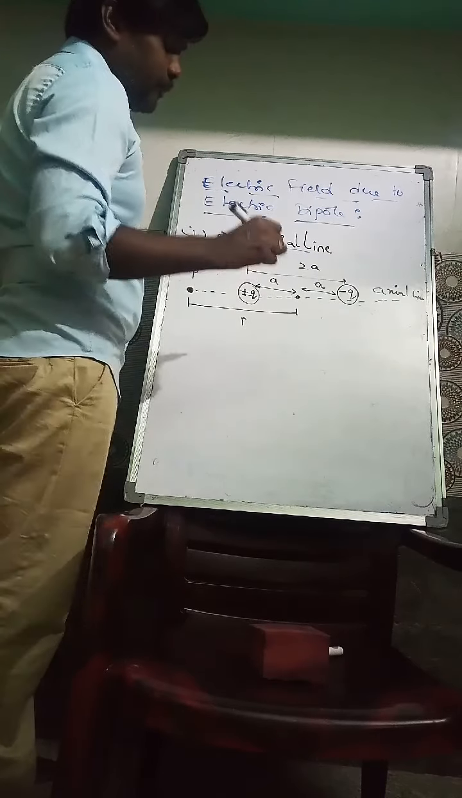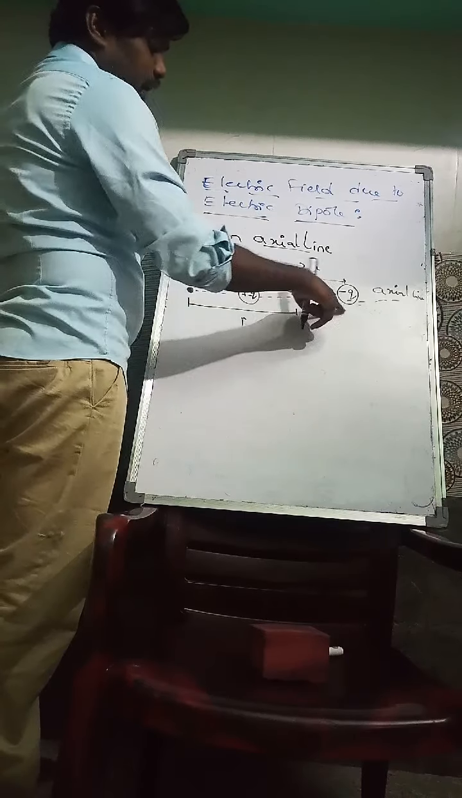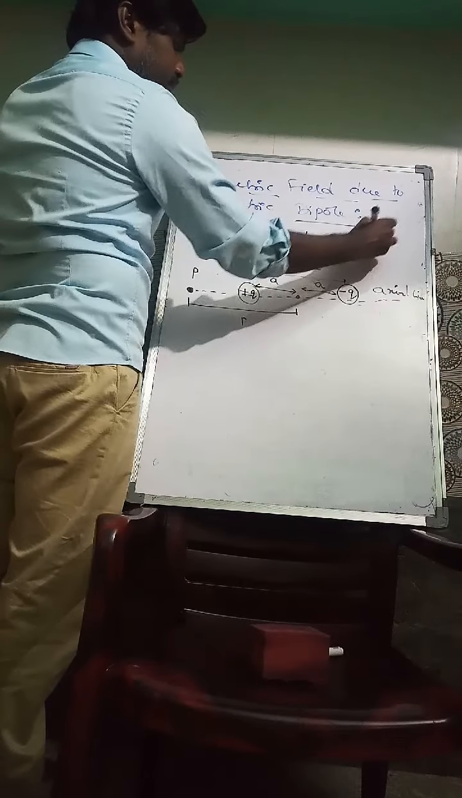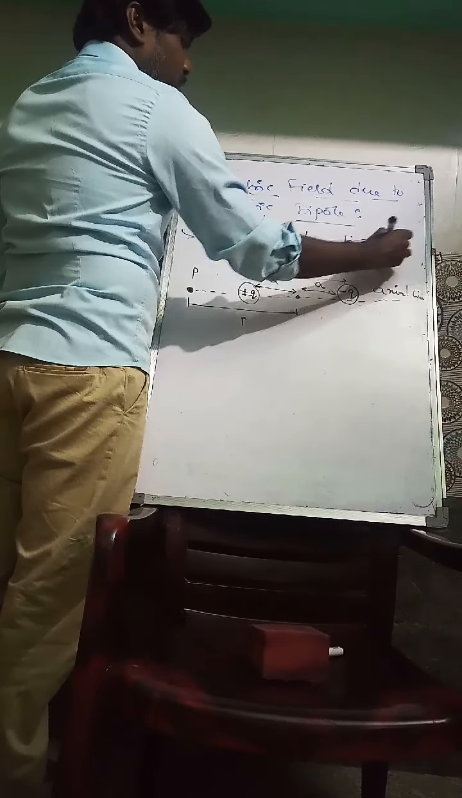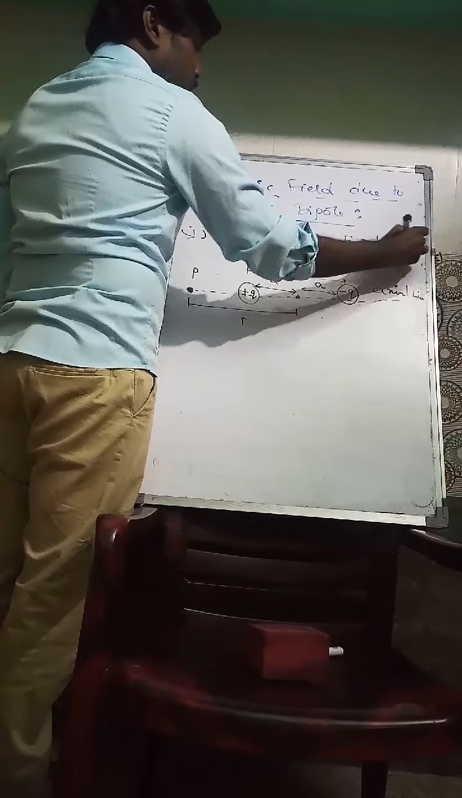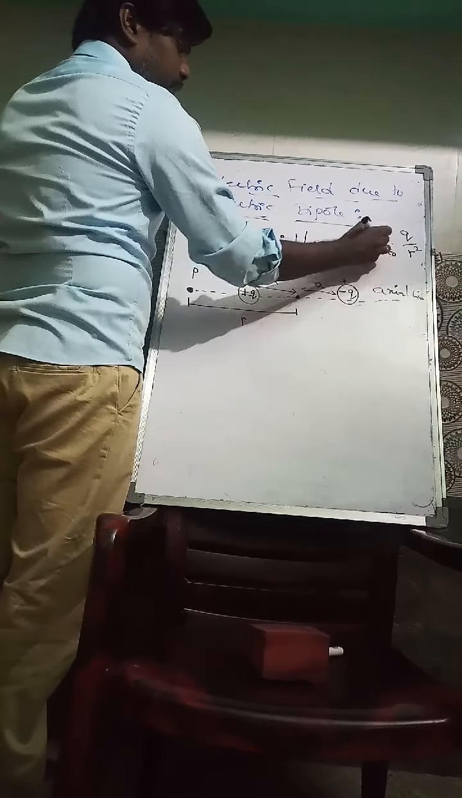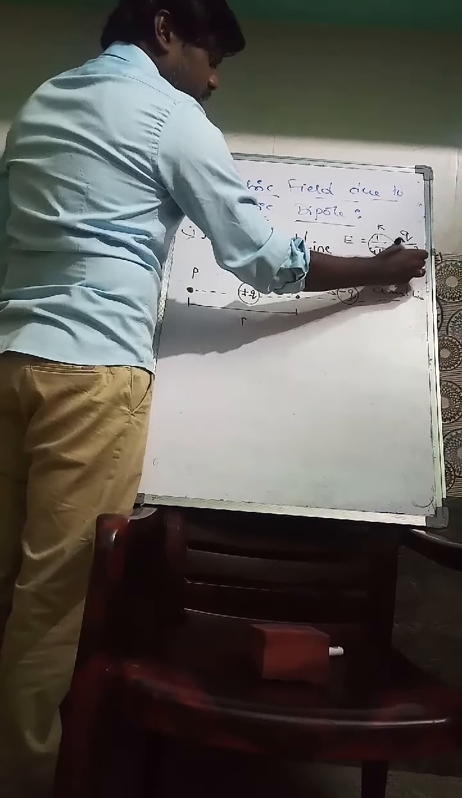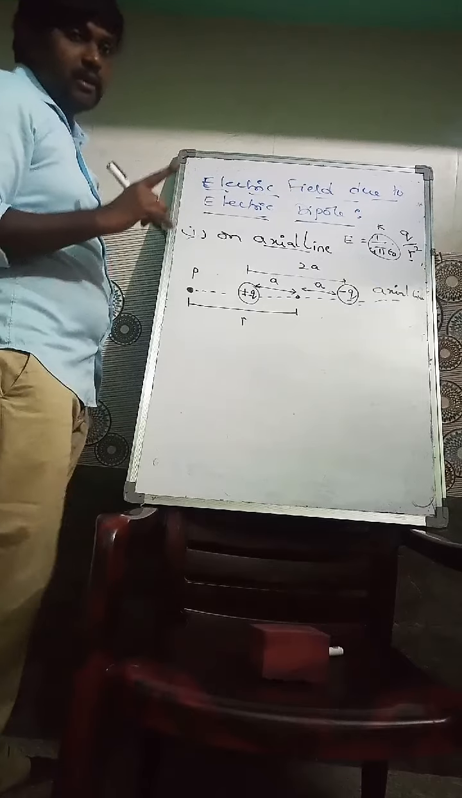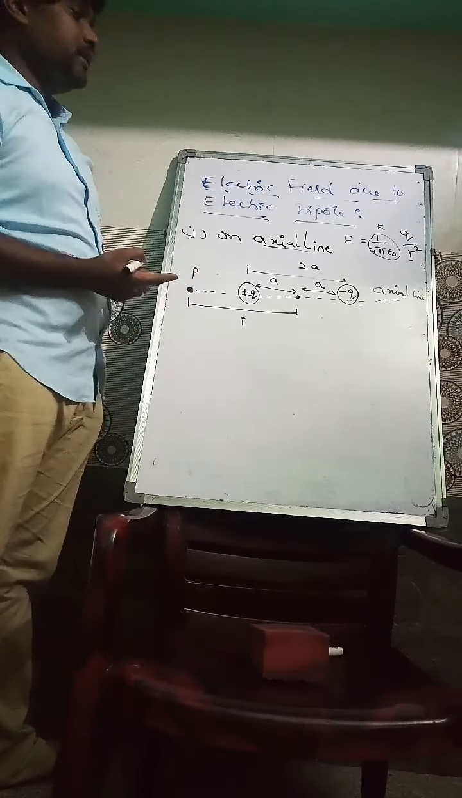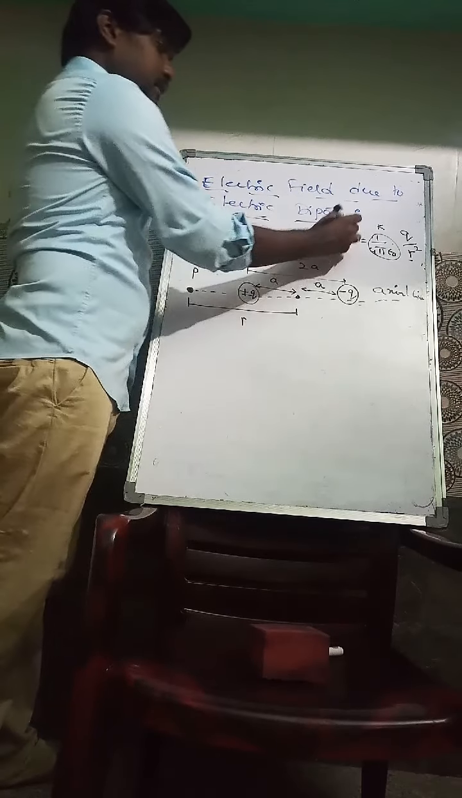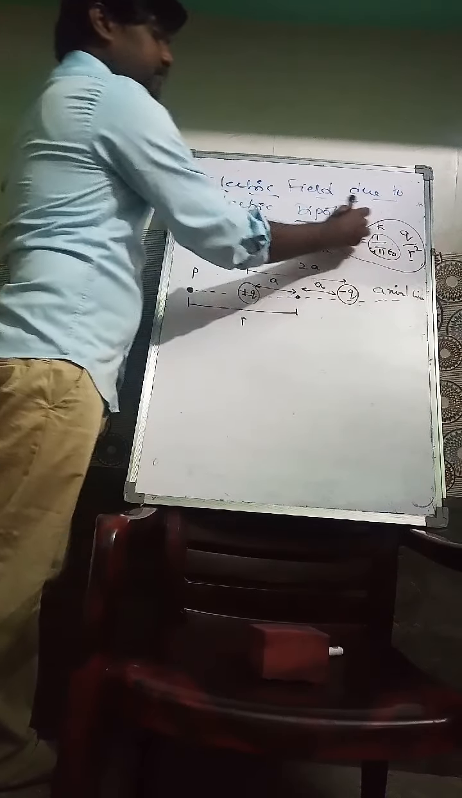In the previous class we studied the electric field due to a point charge. This is a point charge, and this is a point charge. We learned the electric field due to a point charge: E is equal to 1 by 4 pi epsilon naught into q by r square, or d square. Here I have taken k for 1 by 4 pi epsilon naught, and r means the distance from the point charge to the point where we are going to find the electric field. I derived this in the previous class.